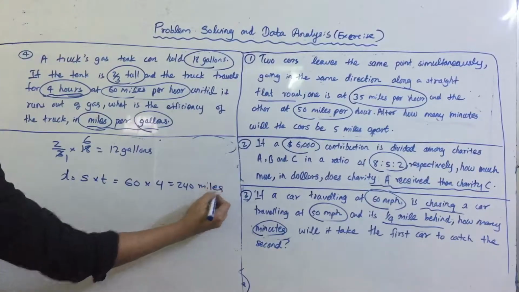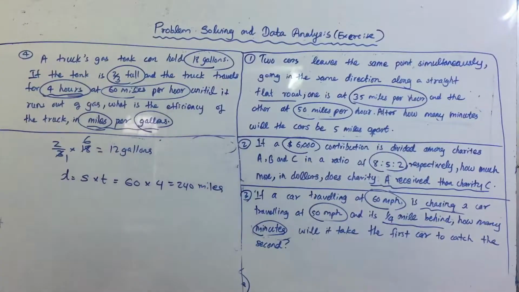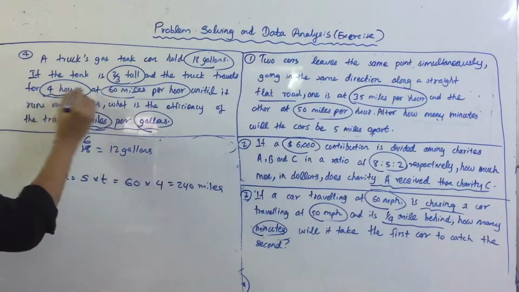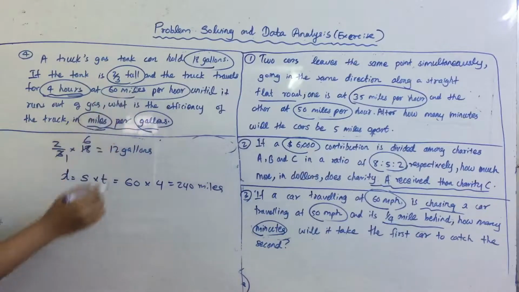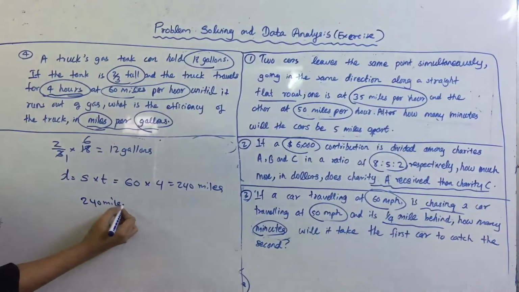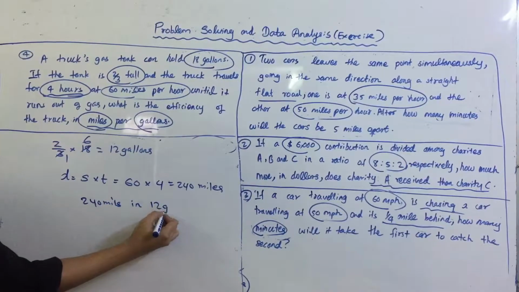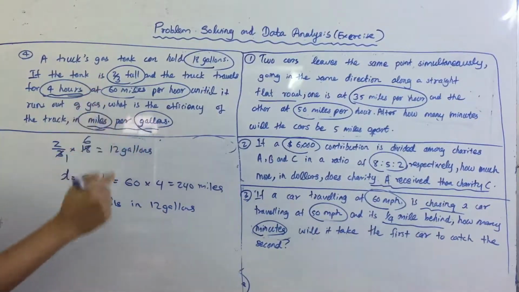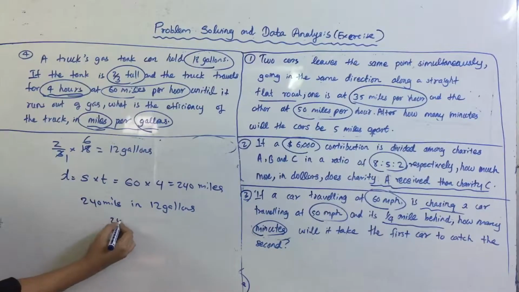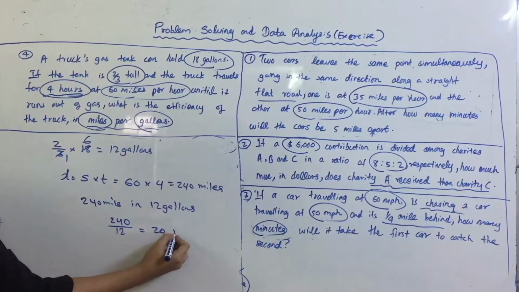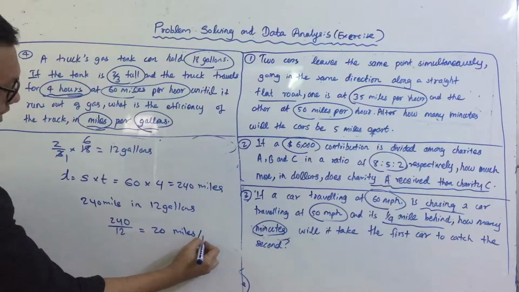So this truck will go 240 miles until it runs out, using 12 gallons, right? So they say it ran out after going this amount of time and speed, right? So 240 miles in 12 gallons. So we need to find out per gallon, 1 gallon. So for 1 gallon it is 240 divided by 12, right? Which is 20 miles per gallon.